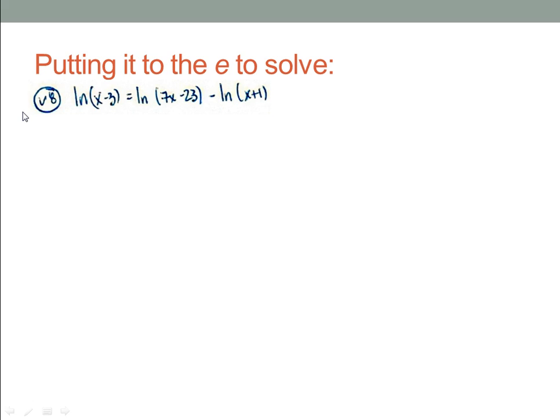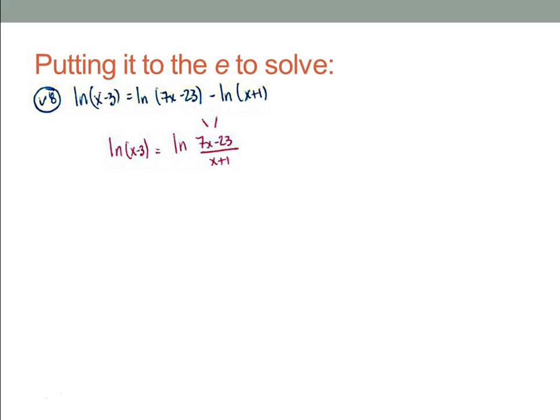ln of x minus 3 is equal to ln of 7x minus 23 minus the ln of x plus 1. That's a mouthful, but I see subtraction, which means that I can actually combine these two logarithms as a division problem. Now this is unique. We have not run into this yet, and I have two ln's. What am I going to do?